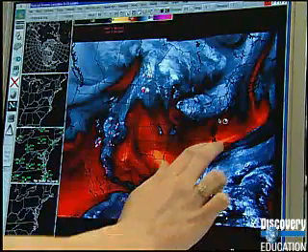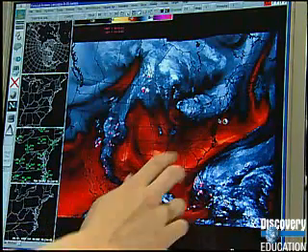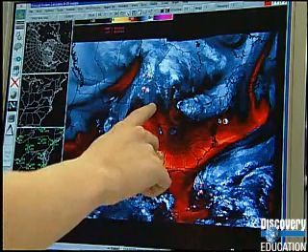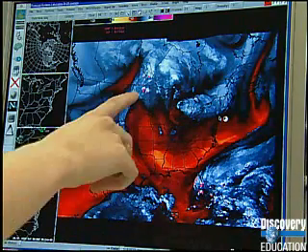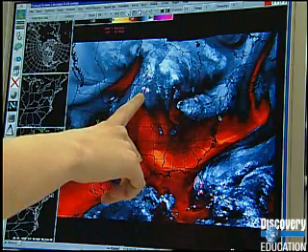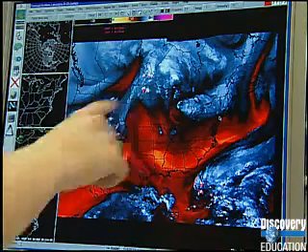These brighter red colors are more the dry air, and what you see in the white or the gray is more moisture, a lot of it's clouds. These little pixels up here that are in more the pink color are actually lightning strikes.